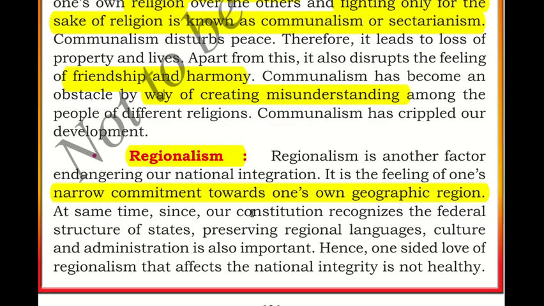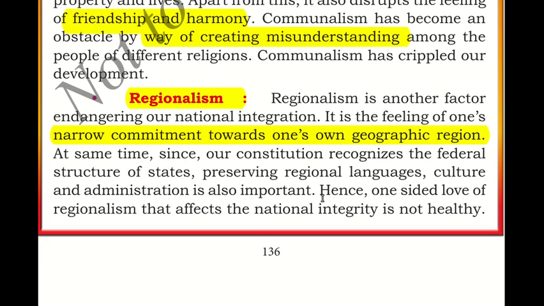At the same time, since our constitution recognizes the federal structure of states, preserving regional languages, culture and administration is also important. So one very important distinction is one need not have to adopt other languages or adopt other cultures themselves to respect them. You can speak your language, you can be proud of your heritage, and at the same time recognize that people from a different language speaking region also have their own heritage and respect that. Okay? So this is also important. Hence, one-sided love of regionalism that affects national integrity is not healthy.